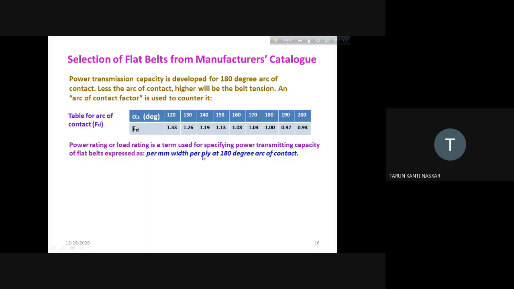Now, what is the meaning of per ply? You consider the flat belt. There is one layer of the flat belt. There may be another layer overlapping. If one layer is overlapped, it is for 2 ply. If another layer is there, then it is for 3 ply. So if the number of ply is higher, obviously power rating will be higher. The expression is per millimeter width, so if the width of the belt is higher, then obviously power rating will be higher. The unit term is per millimeter width per ply at 180-degree arc of contact. So it is based on 180-degree arc of contact.